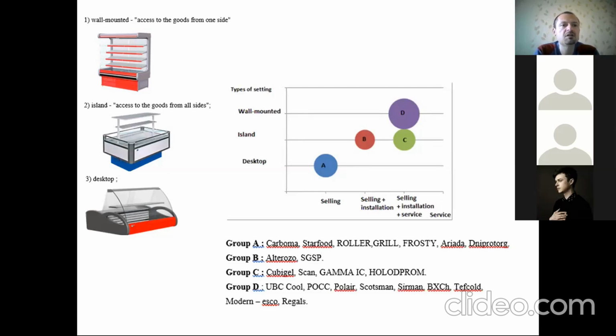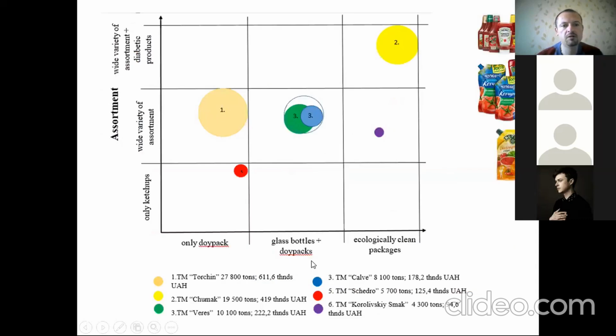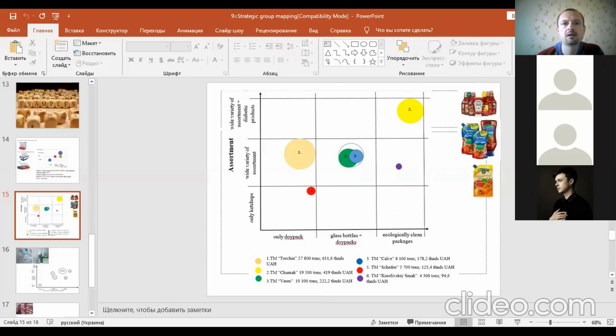Qualitative characteristics. Vertical X is a type of setting. Here is the picture. What is wall mounted, what is island, and what is desktop. And we can sell these equipment only, we can sell it and install it, or we can support some service. So I'm switching from this presentation to a Blackboard.